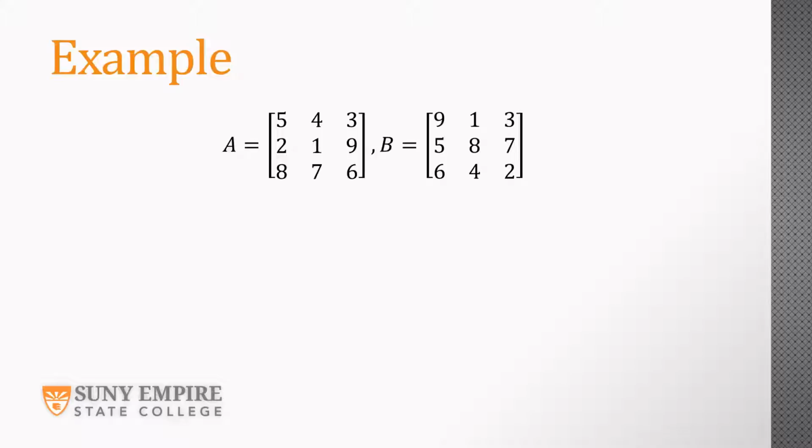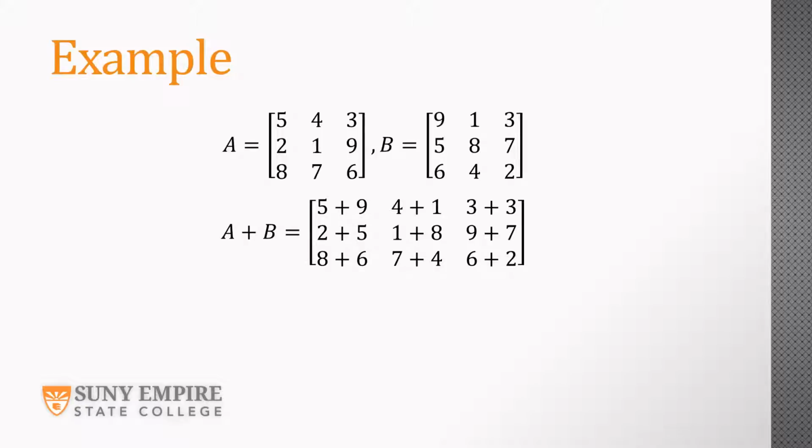Suppose we have matrix A equal to 5, 4, and 3, then 2, 1, and 9, then 8, 7, and 6. We also have matrix B equal to 9, 1, and 3, then 5, 8, and 7, then 6, 4, and 2. We will attempt to add and subtract matrix A and matrix B. First, let's add matrix A and matrix B. We match up position by position and add the elements.